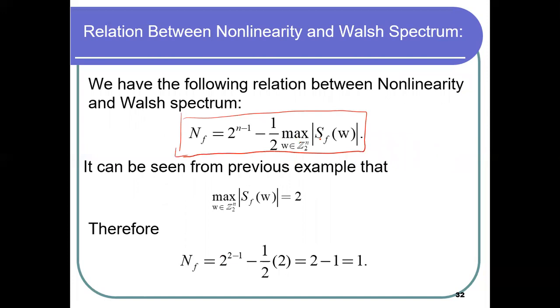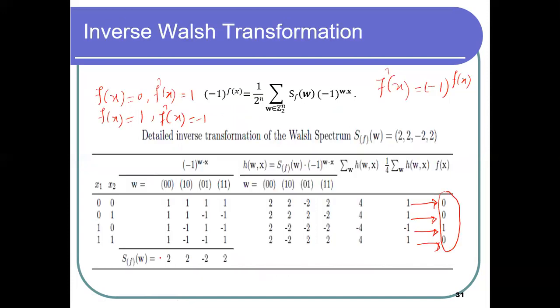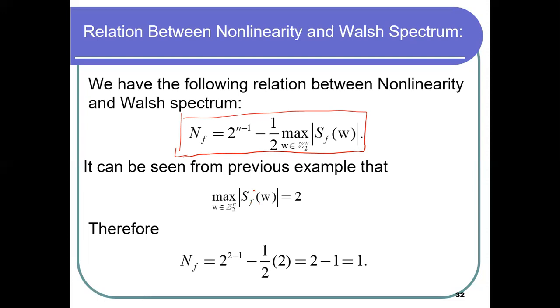If you take the absolute value of the Gauss spectrum and take its maximum and put it over here, you can easily get the nonlinearity of that Boolean function f. From the previous example, if you take the absolute value of the Gauss spectrum, making all the negative values positive, and then take the maximum, the maximum will be 2. So the maximum absolute value of the Gauss spectrum is 2.